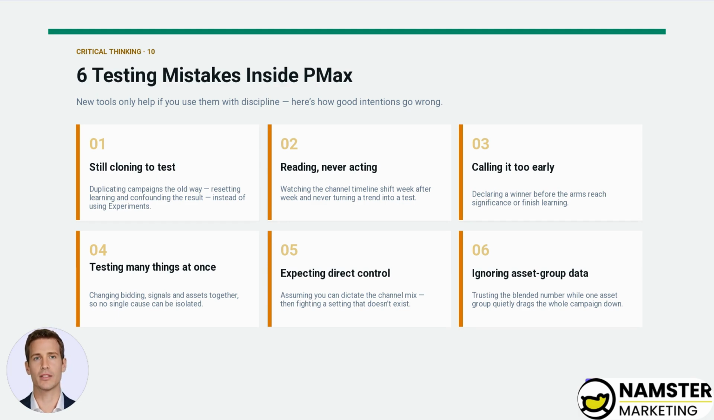Fourth, testing many things at once. You must isolate the cause to understand the effect. Fifth, expecting direct control. Don't fight against settings that do not exist. Finally, ignoring asset group data. Often, one poor asset group is quietly dragging down the entire campaign while you look at blended numbers. Avoid these pitfalls to ensure your experiments yield actionable, profitable results for your business.